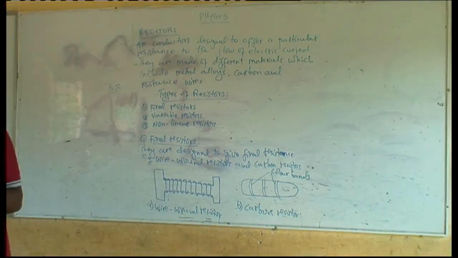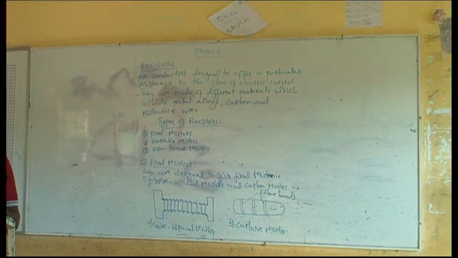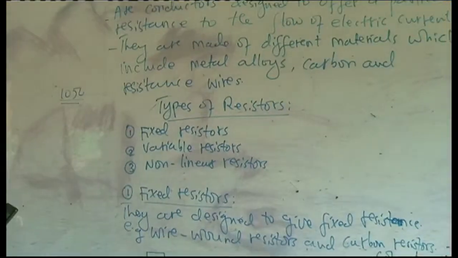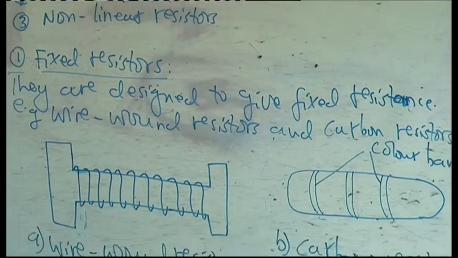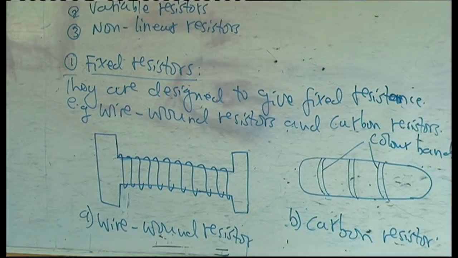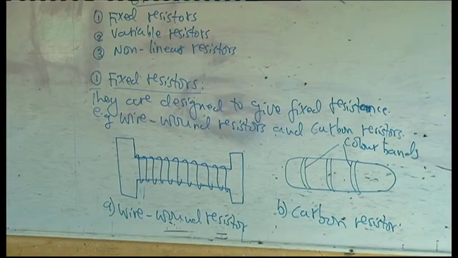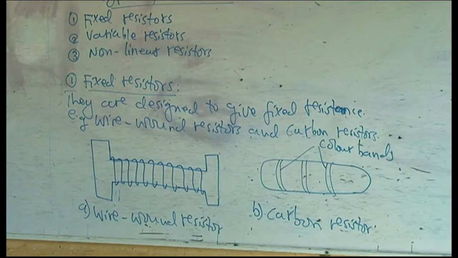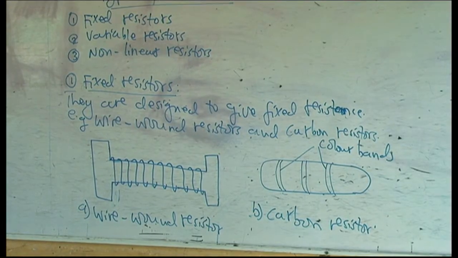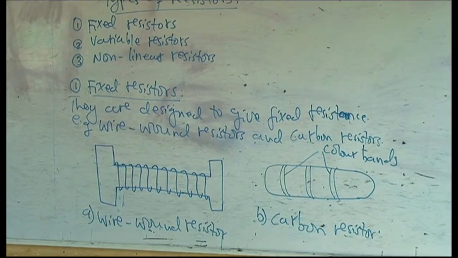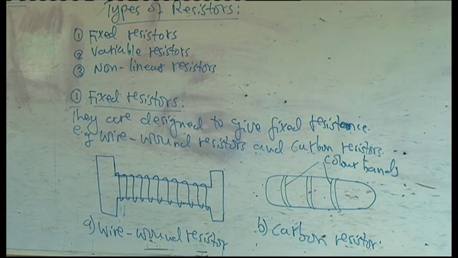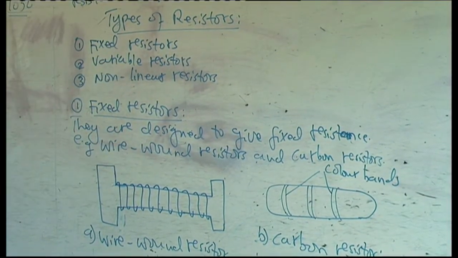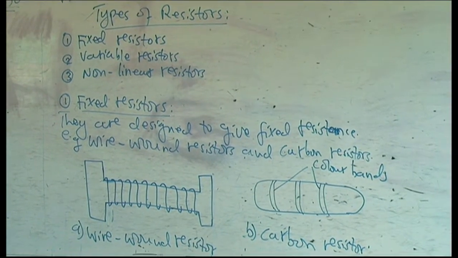Now, the fixed resistor here can be a wire. We have said it can be a wire like this one here, and if it is a wire, then it is a nichrome wire, which is wound around this one here. We said that this nichrome wire must be insulated so that it can prevent the user from electric shock. So that's the first type of resistor that we have, the fixed resistor, which is designed to give a fixed resistance to the flow of current.